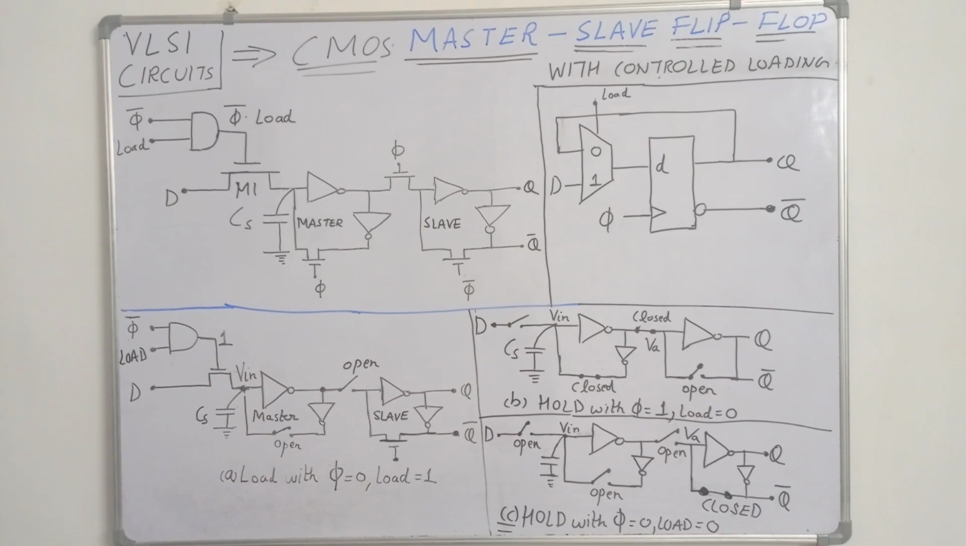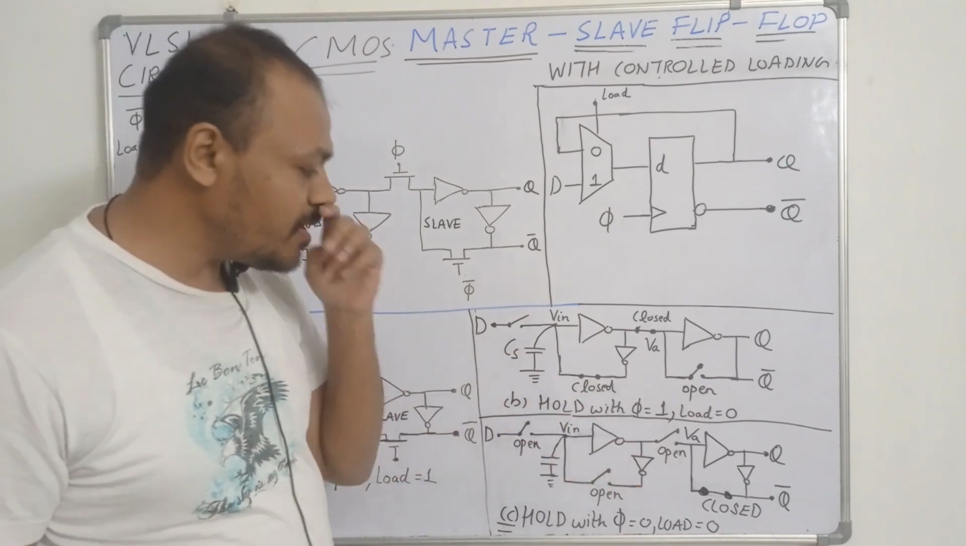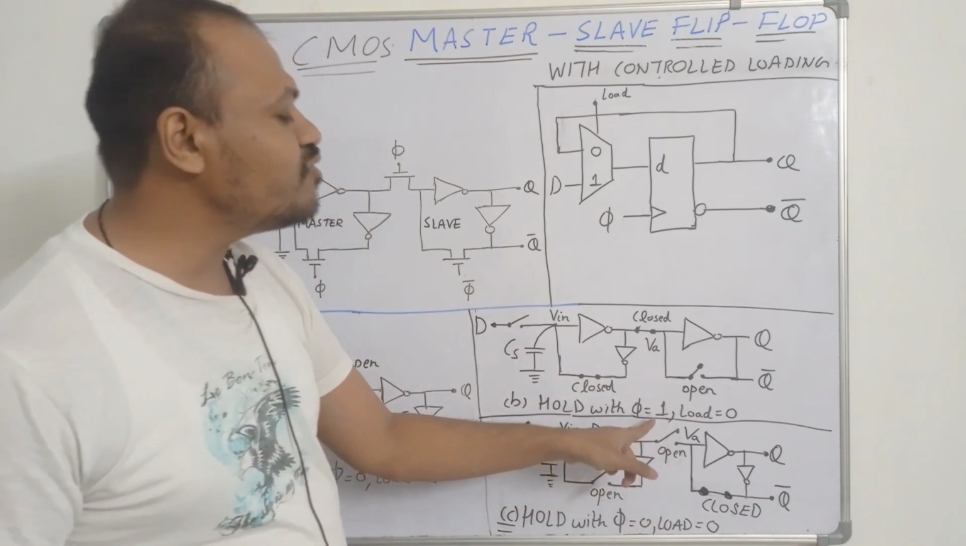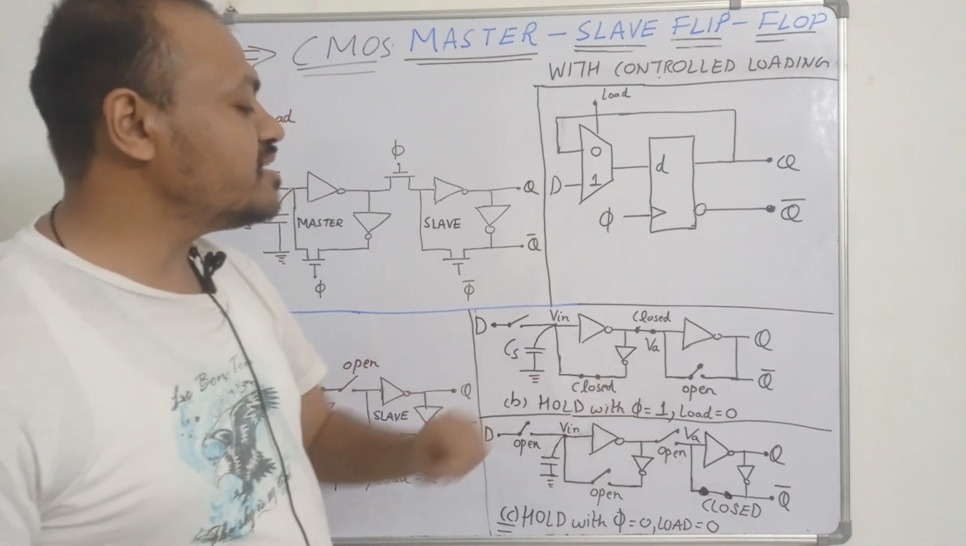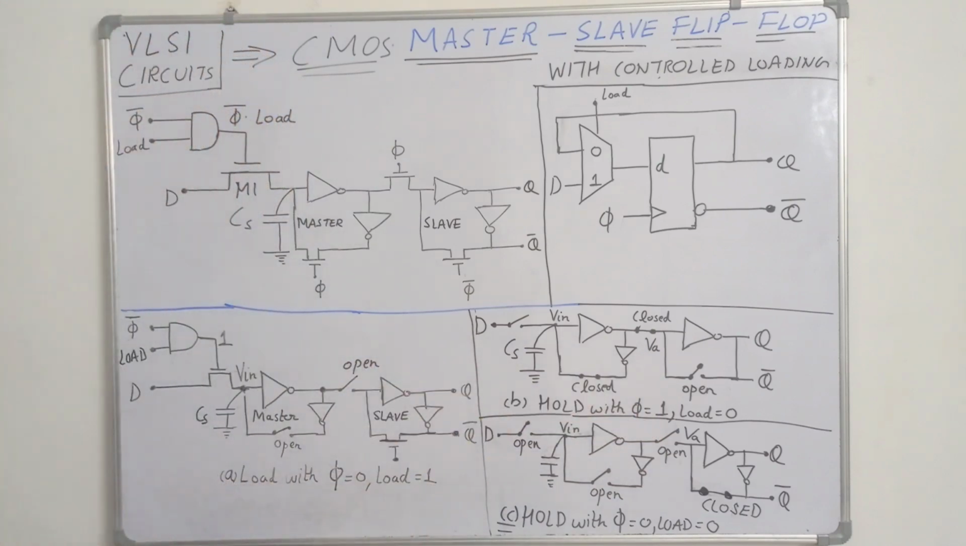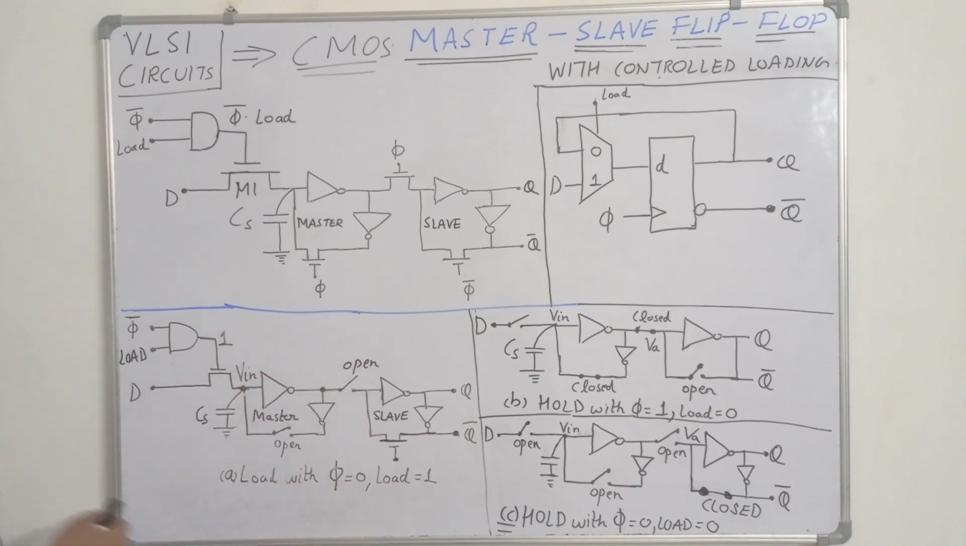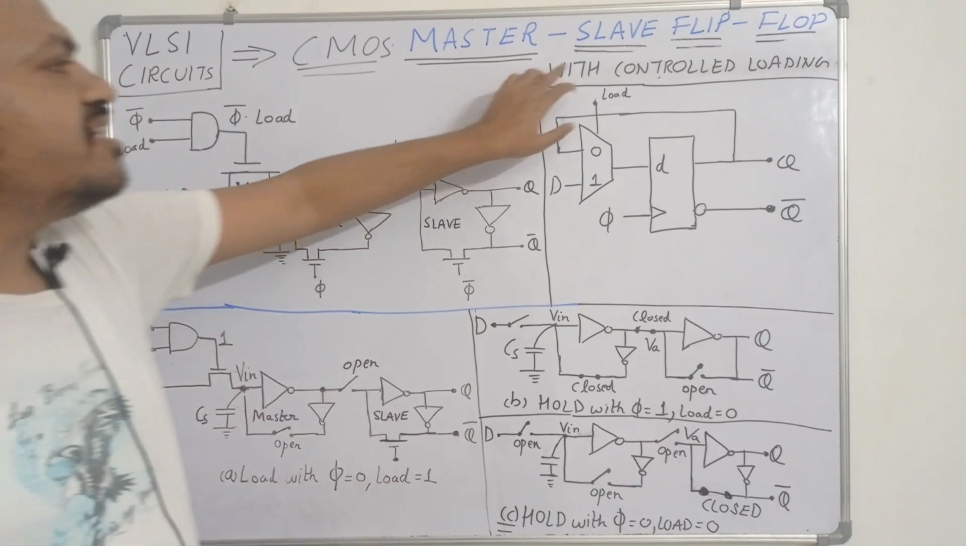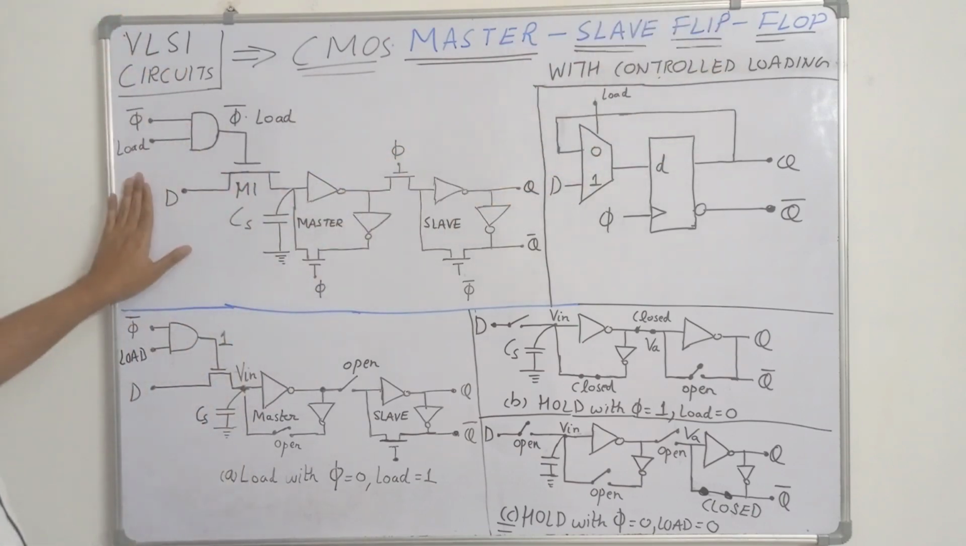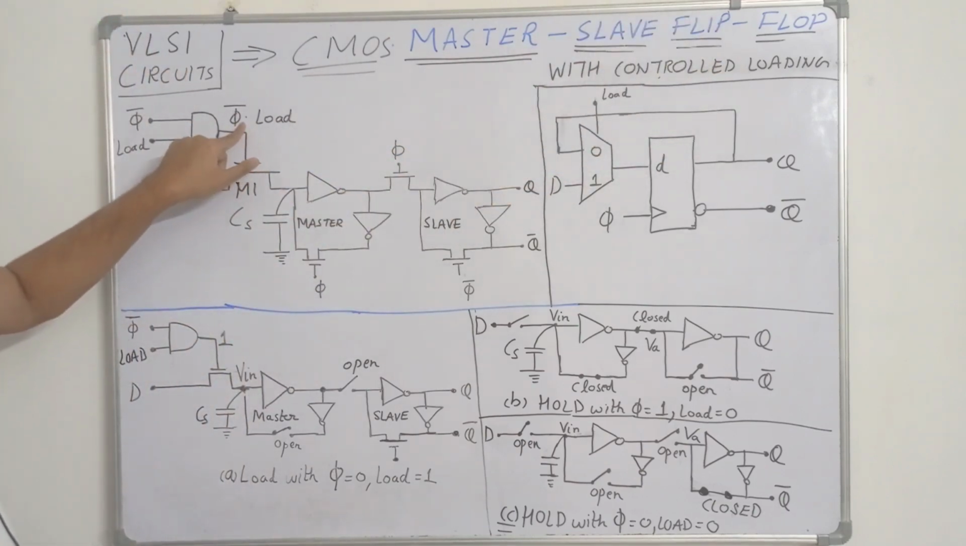When the clock returns back to phi equal to 1, then this state will be restored. So when the clock returns to phi equal to 1, then the circuit of figure B will again be restored. In this way the master slave flip flop can be modified with controlled loading. So the loading will happen only when both phi bar and load give a value of 1.